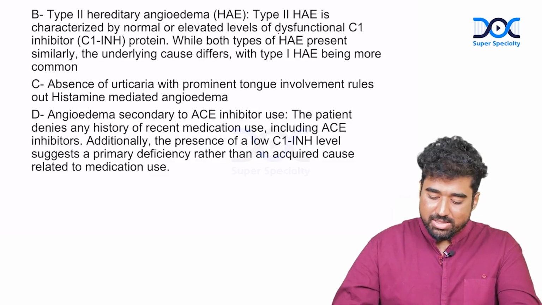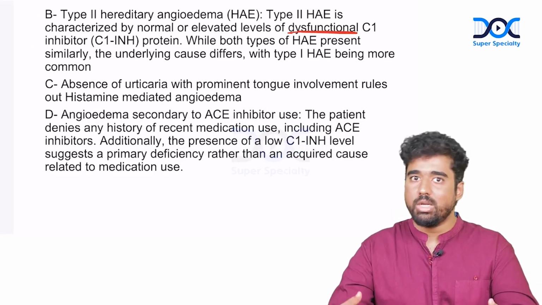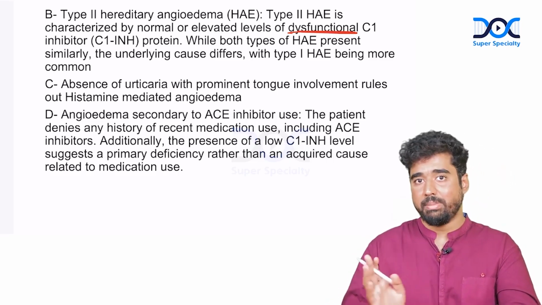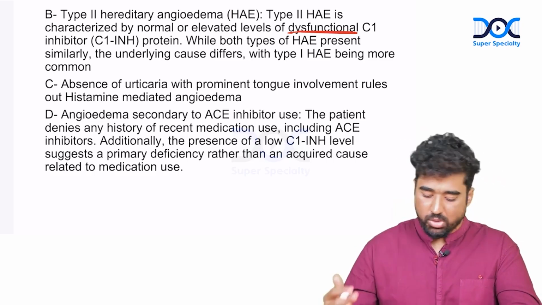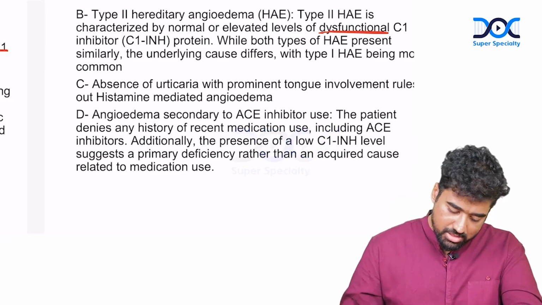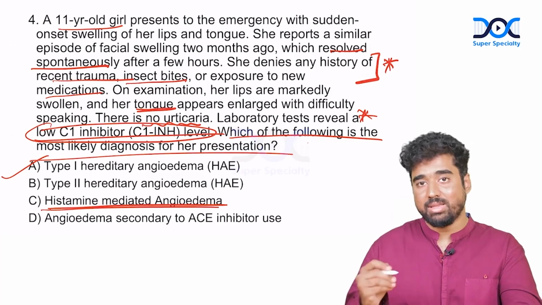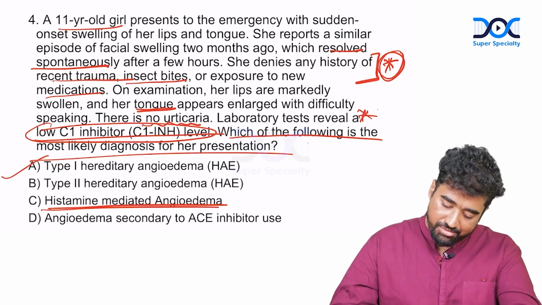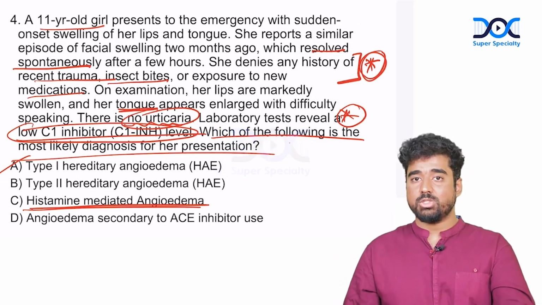In type 2, as we have already seen, dysfunctional C1 inhibitor levels are seen. The quantity is normal or sometimes even elevated to compensate. And here the main difference, apart from this, is that the prevalence of type 2 is lesser when compared to type 1. Then when we see the third option, histamine mediated angioedema, the main thing that we have already seen is that there is no trigger, a small subtle clue, and very importantly there is no urticaria, hence you can rule out histamine mediated angioedema.